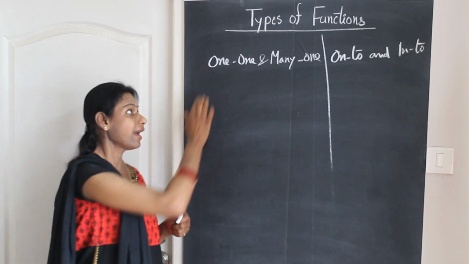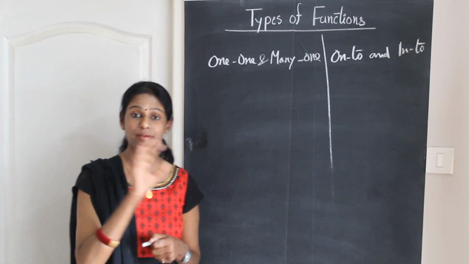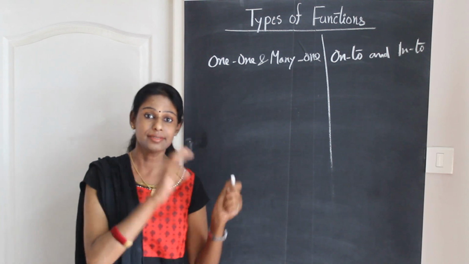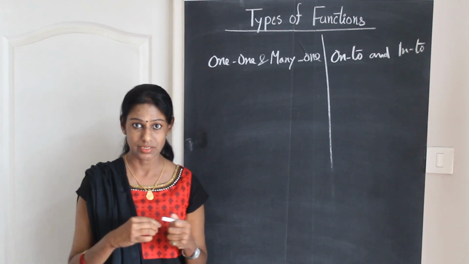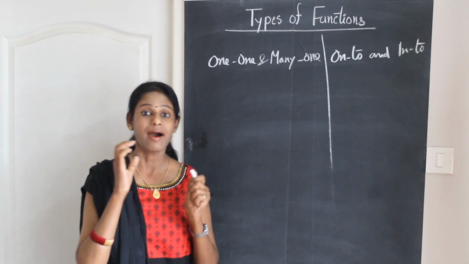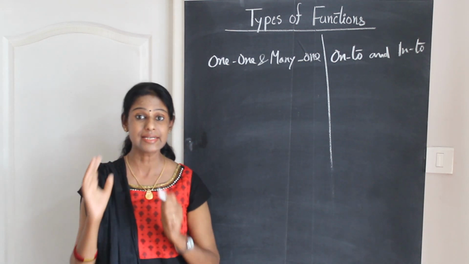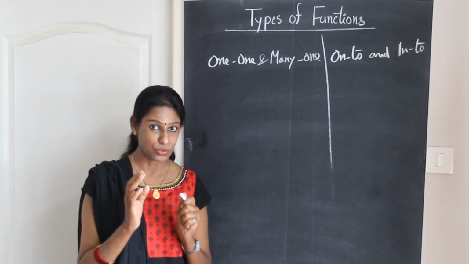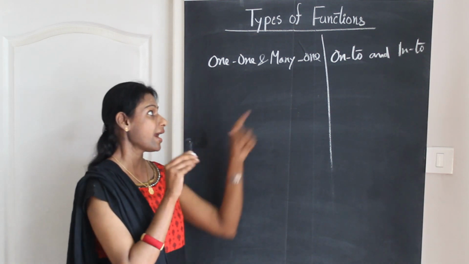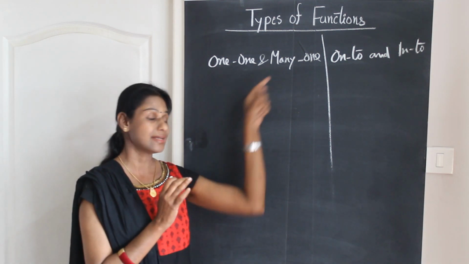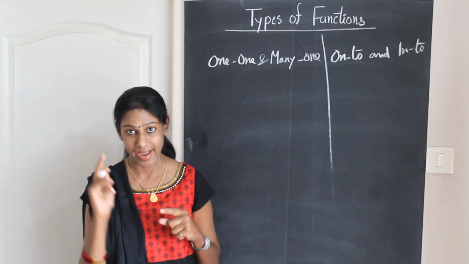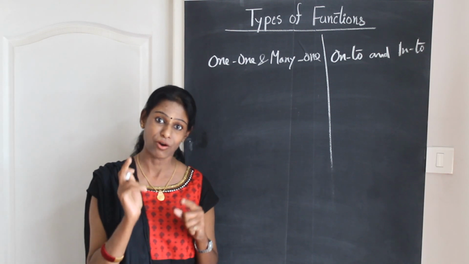Now we will see what is meant by a one-to-one function and how it differs from a many-to-one function. As the name indicates, one-to-one means there is a one-to-one correspondence between the domain and the range. That means the elements of the domain are attached with a single element of the codomain or the range. And many-to-one means, as the name indicates, many elements of the domain are attached with a single element of the range.